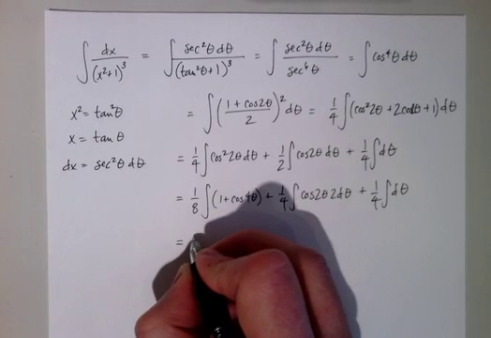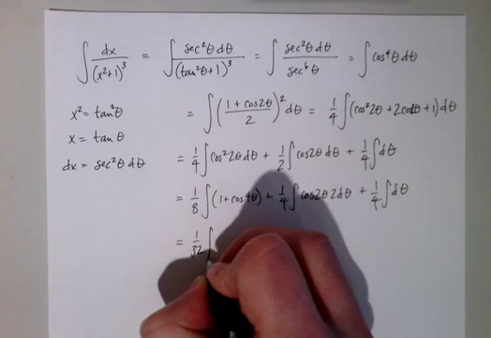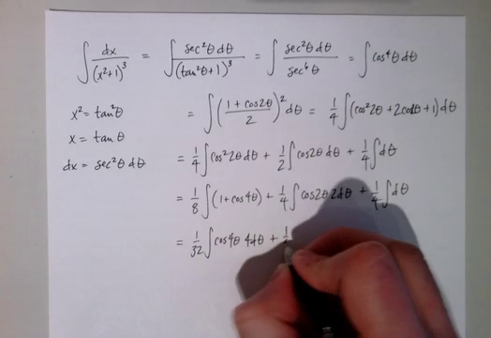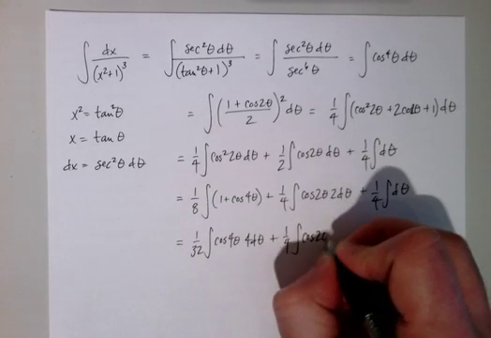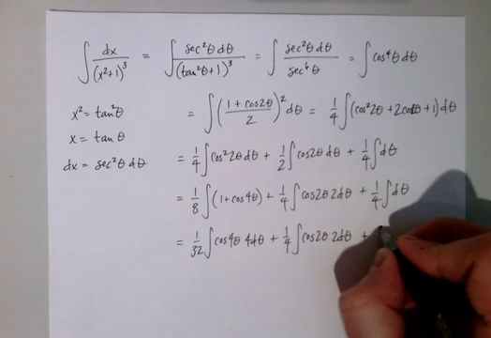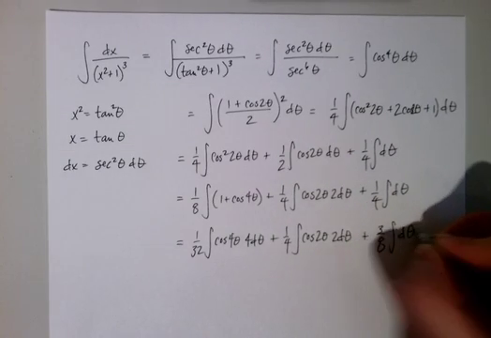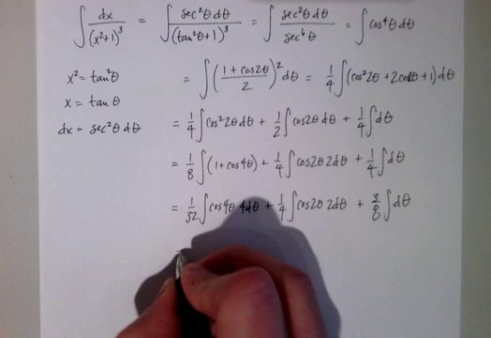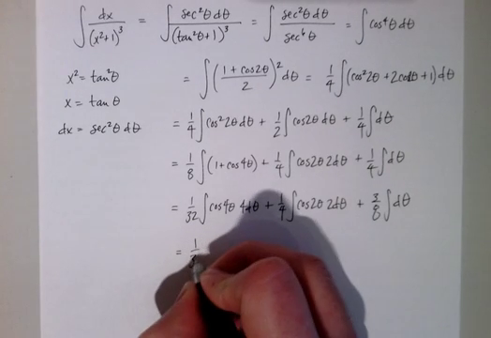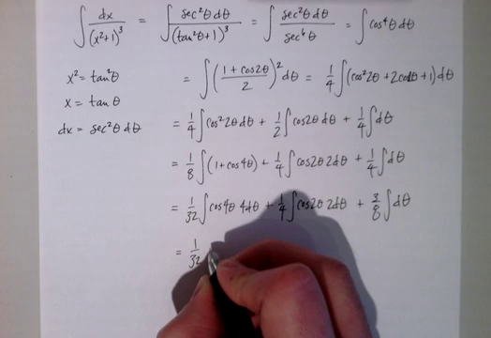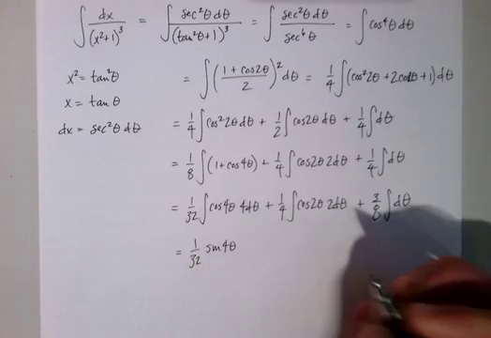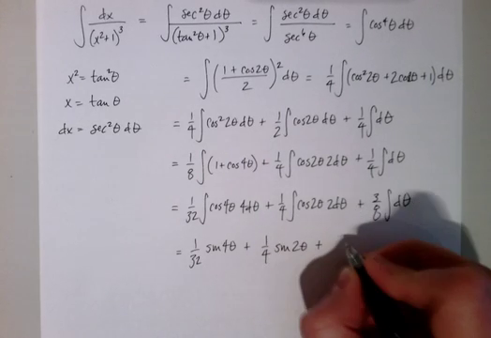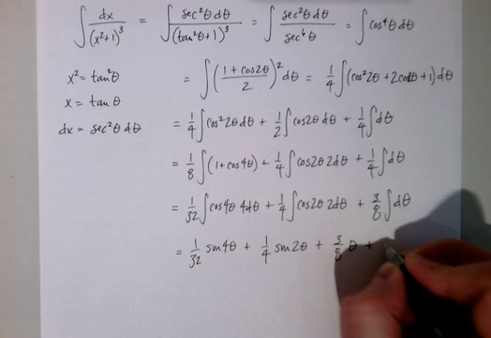Once I rearrange things a little bit, that becomes 1/32 cosine 4 theta 4 d theta plus 1/4 cosine 2 theta 2 d theta plus 3/8 d theta. And I choose to integrate all in one step, so I wasn't going to get ahead of myself. This winds up being 1/32 sine 4 theta plus 1/4 sine 2 theta plus 3/8 theta plus c.